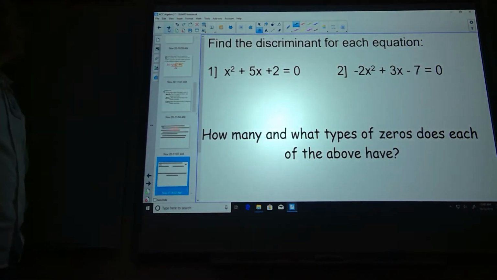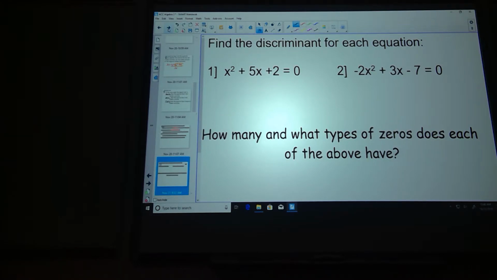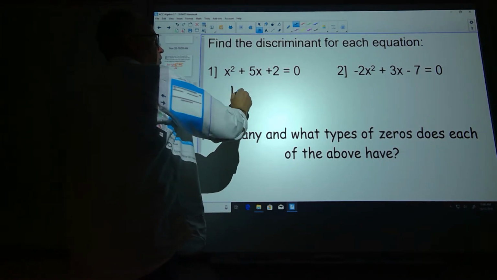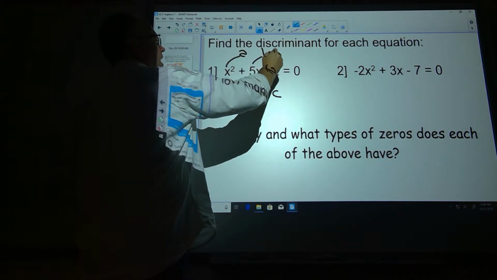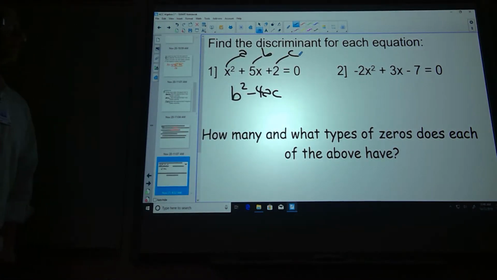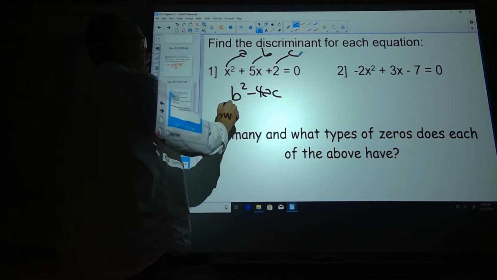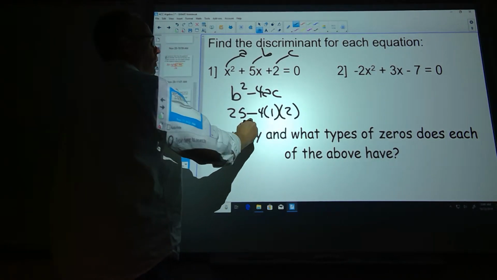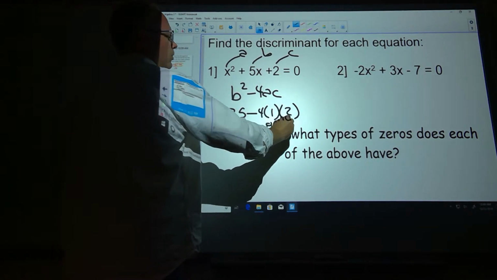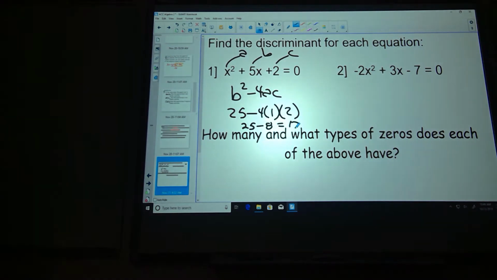Moving on. All right. Find the discriminant of each. So the discriminant is b squared minus 4ac. You know that's a, that's b, that's c. Agreed? So that means that I'm going to get 25 minus 4ac. So 25 minus 8 is equal to 17. If you had a 17 under the square root, that makes it an irrational number, but there's going to be two of them where you would cross the x-axis. Those are your solutions. They are real solutions.